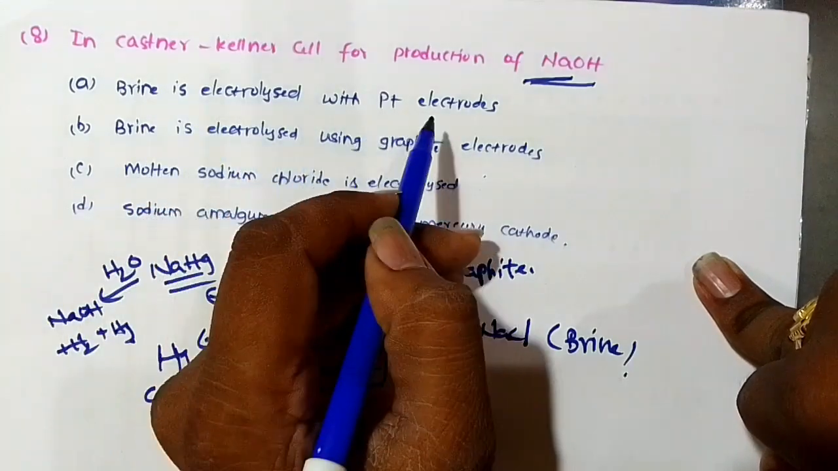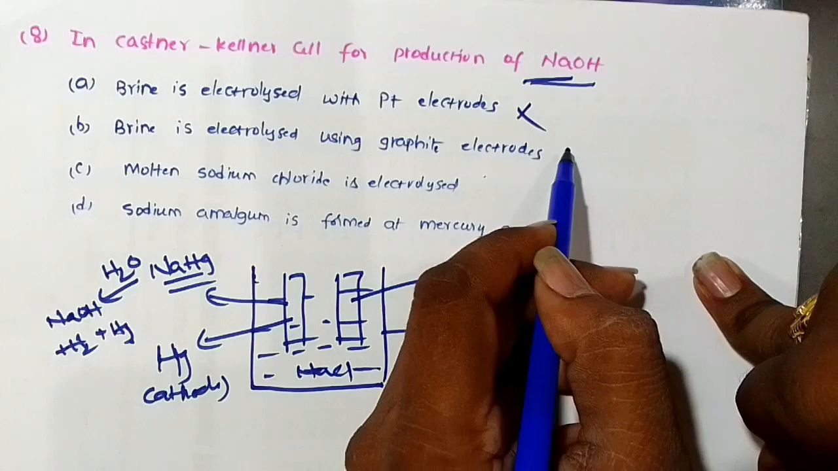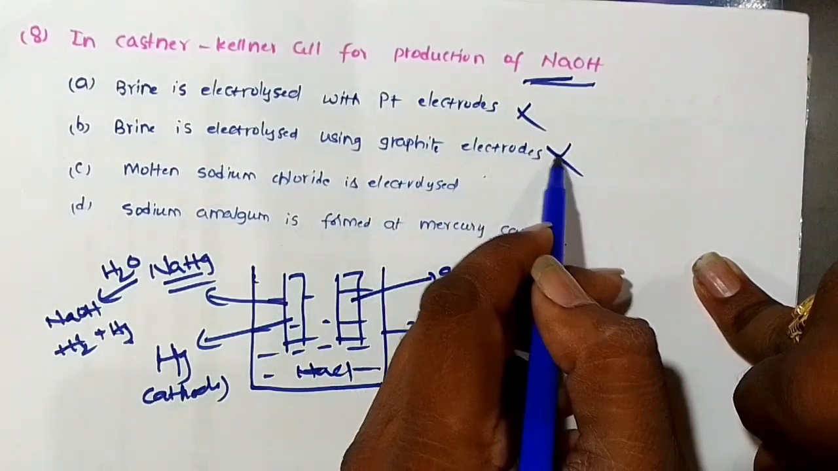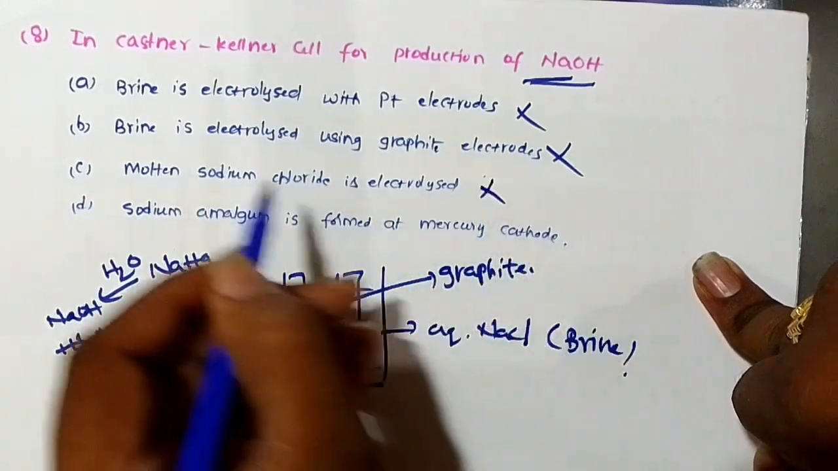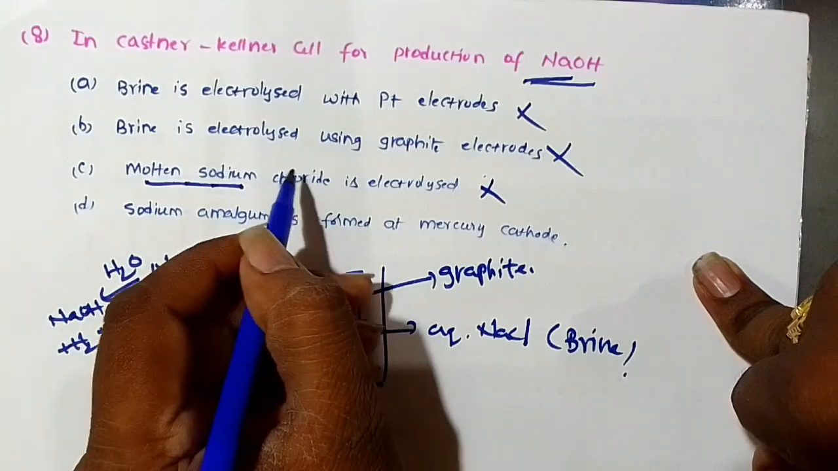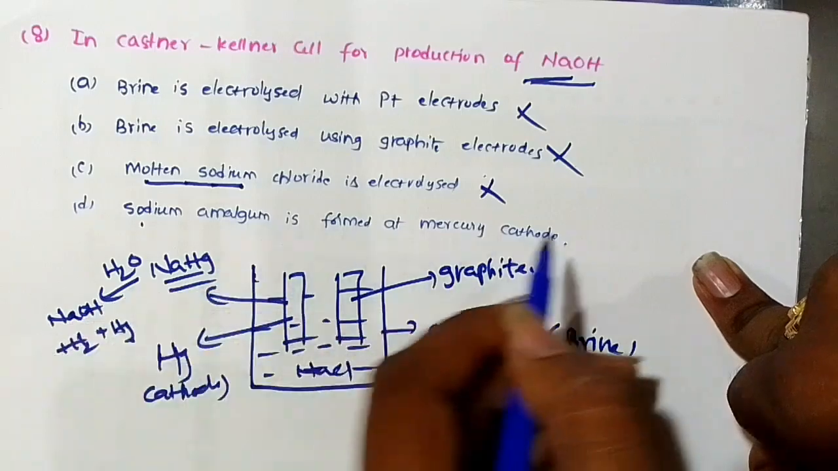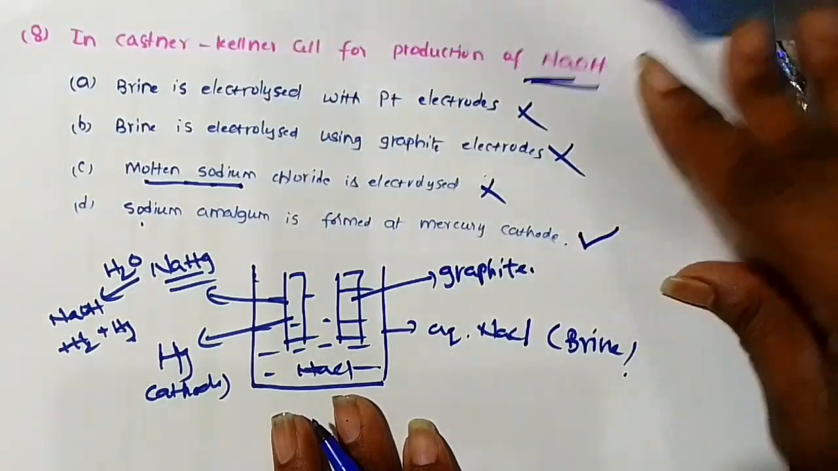What is the correct option? Brine is electrolyzed with platinum electrodes: that is wrong. Brine is electrolyzed using graphite electrodes: that is wrong, because along with graphite electrodes we use a mercury cathode. Molten sodium chloride is electrolyzed: that is wrong, we should always take an aqueous solution of sodium chloride. Sodium amalgam is formed at the mercury cathode: that is right.